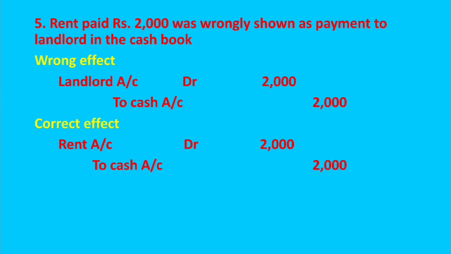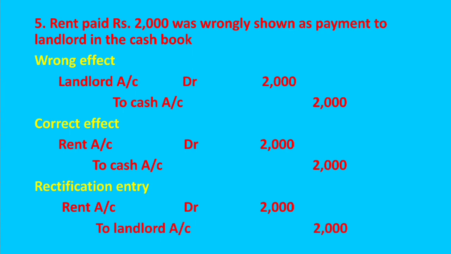Here we want to cancel the wrong debit of landlord's account and we have to give correct debit to rent account. Rectification entry. We have to give correct debit to rent account, then debit rent account. Rent account debtor 2,000. And to cancel the wrong debit of landlord's account, we can credit the same account. Then to landlord's account 2,000. Rectification entry, rent account debtor to landlord's account 2,000. These are some examples of rectification of errors which do not affect the trial balance.